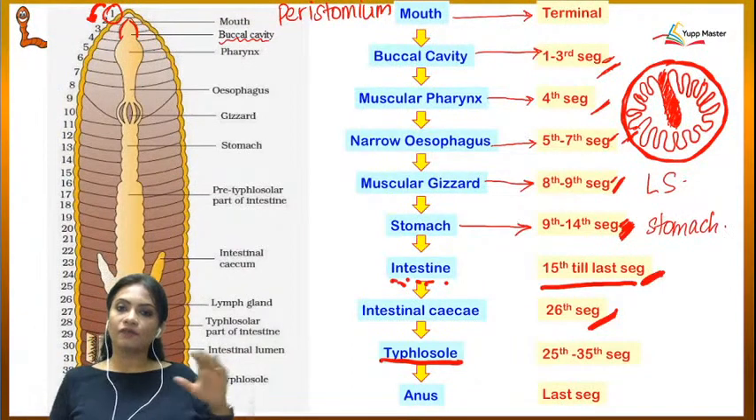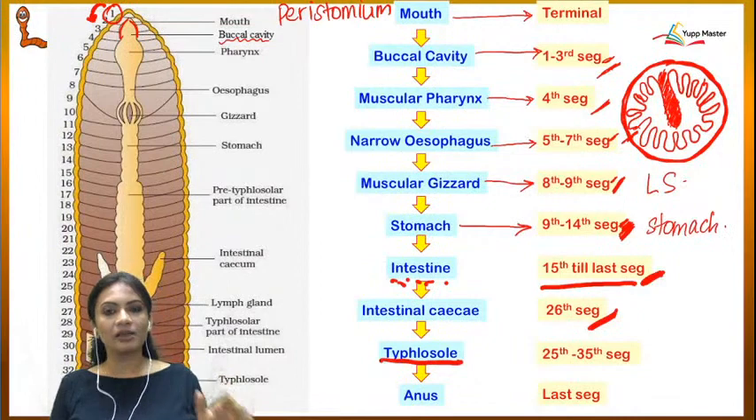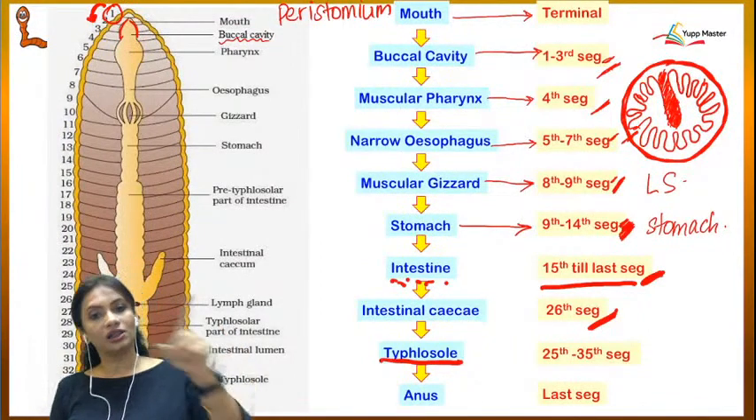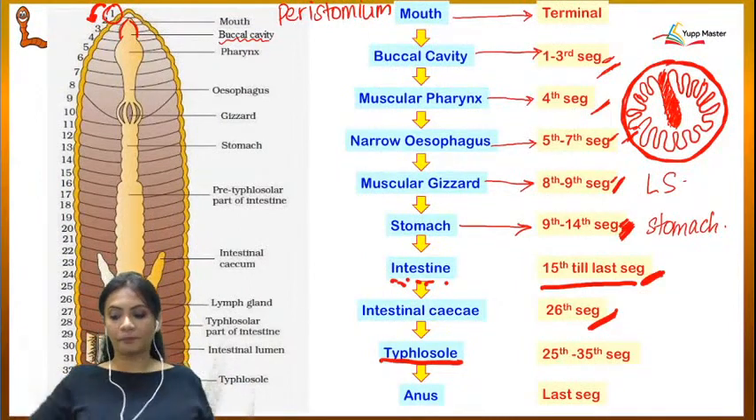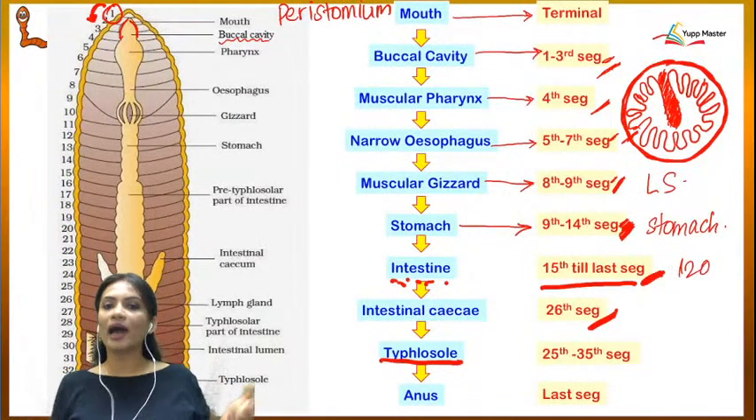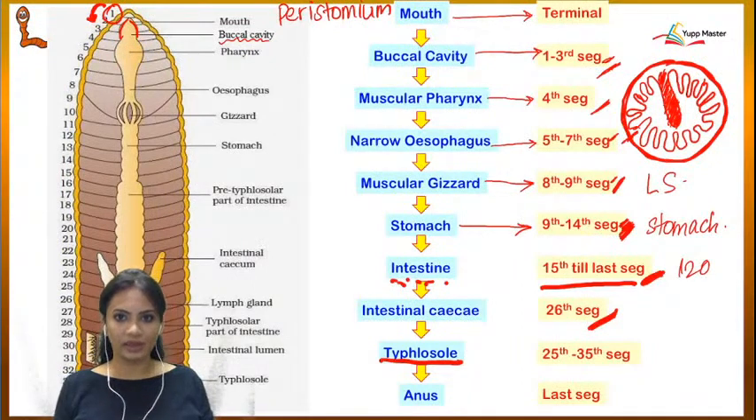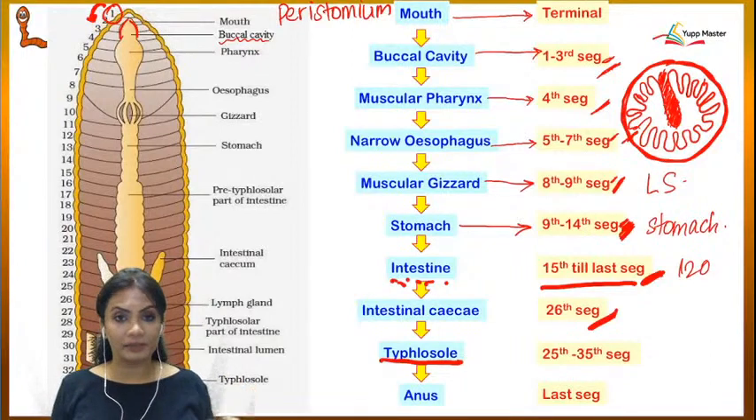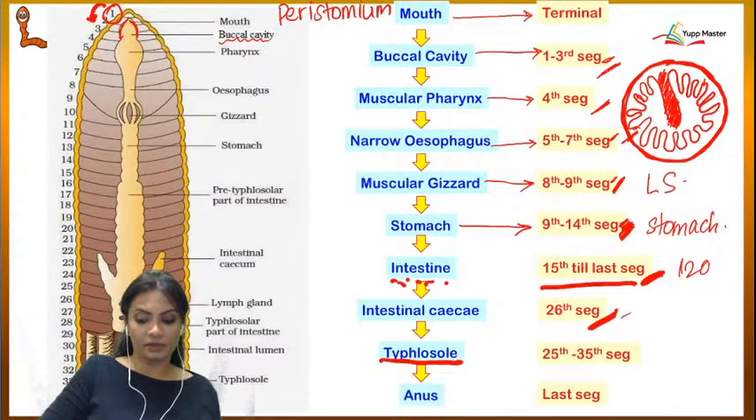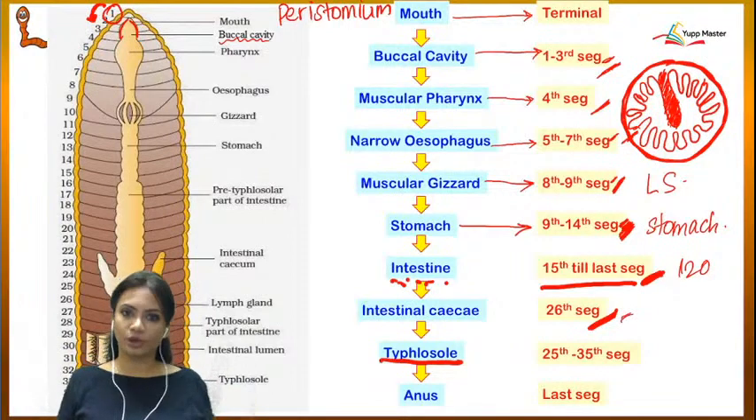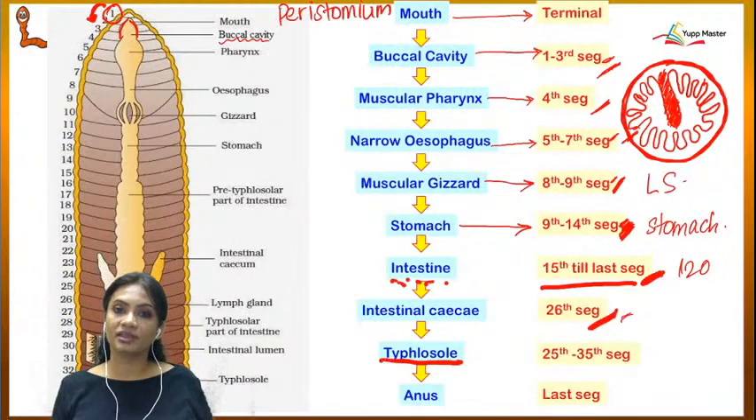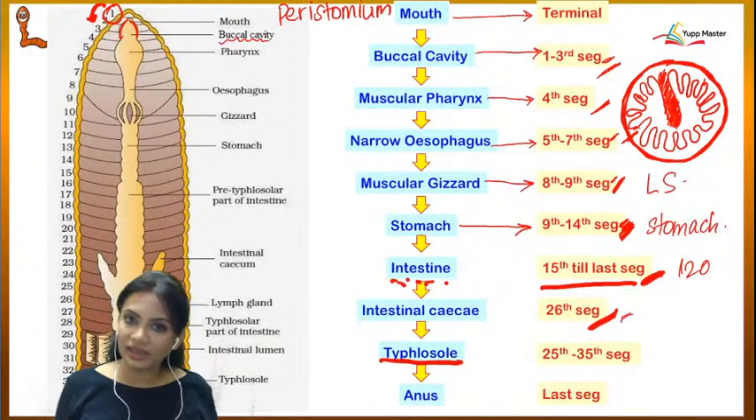Then comes segment number 15, and segment number 15 is going to be from the starting, that is the intestine, all the way up till the last segment, that is up till segment number 120, or however many segments that earthworm contains. Now in the intestine, remember, there were caecal glands which will secrete to help in digestion, which is on segment number 26. And most important, for maximum absorption, there's going to be presence of a typhlosole. What is that typhlosole?